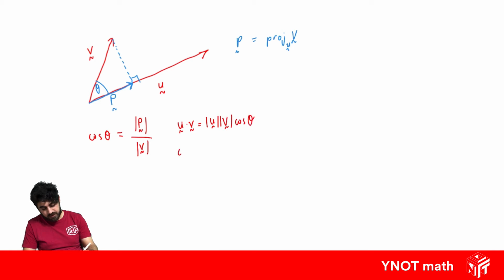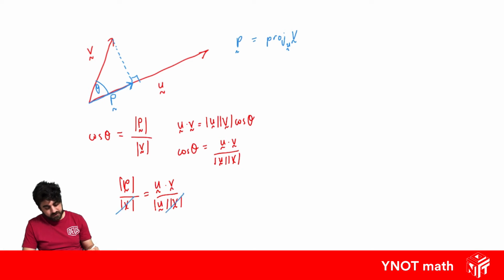And let's go ahead and make cos theta the subject. So we get the dot product of u and v over the magnitude of u times the magnitude of v. Let's go ahead and equate these two equations. So we get the magnitude of p over the magnitude of v equaling the dot product of u and v over the magnitude of u times the magnitude of v.